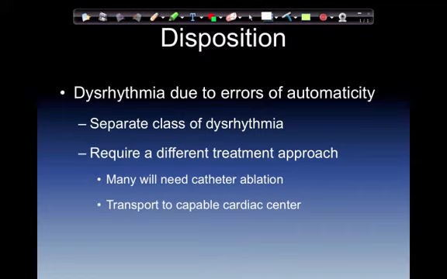Disposition. Dysrhythmias are due to errors of automaticity. This separate class of dysrhythmia requires a different treatment approach. Many will lead to catheter ablation, and this is talking about the tachycardias. I'm going to talk about this here a little bit, and the transport to a capable cardiac center.